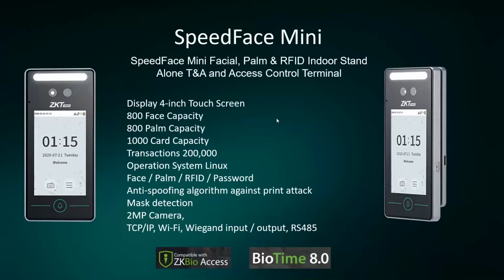So if you change your features, for example, if you change your hair color or you grow a beard, this device, the entire visible light series, will still pick you up accurately. It also supports a 2 megapixel camera. When it comes to communication methods, there's TCP/IP.